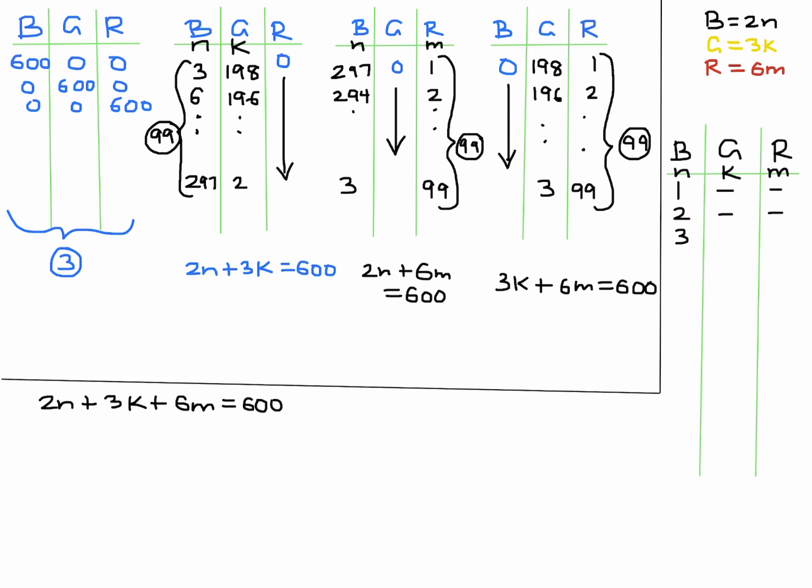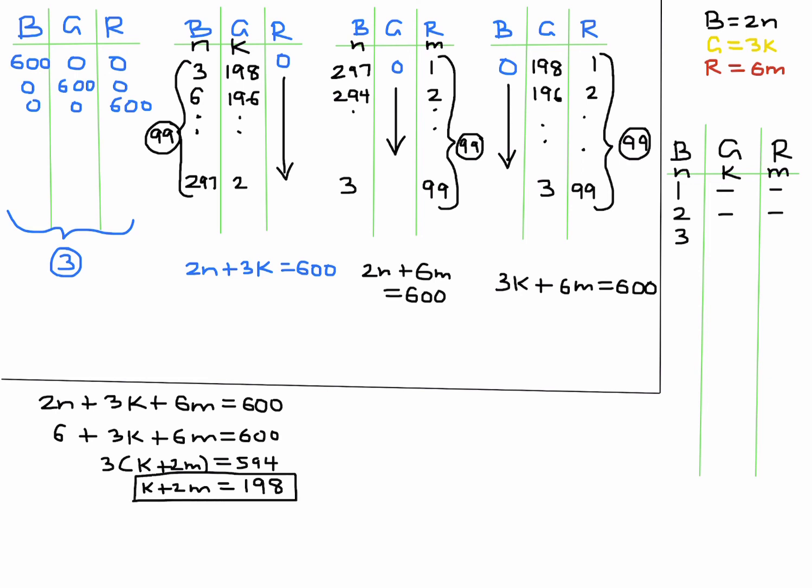And that means I've got to take into consideration that now n is fixed as 3. So this becomes 6 plus 3k plus 6m is equal to 600. And that means 594 is equal to 3k plus 6m, but I'm going to factor out a 3 to give k plus 2m, and then therefore k plus 2m is 594 divided by 3. And that is 198. All right, so now I've got to figure out integer solutions for this.